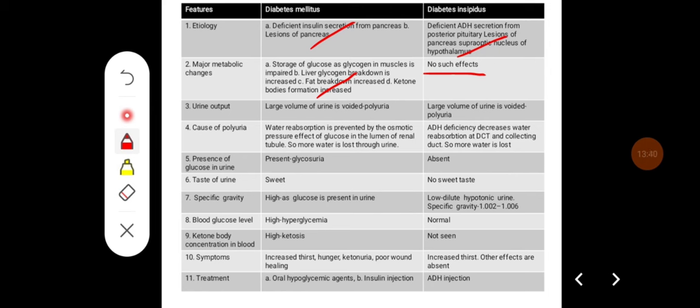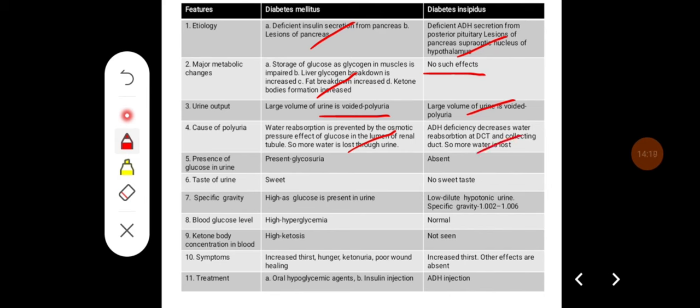Urine output is large and urine is voided, which is called polyuria. In diabetes insipidus, the large volume of urine voided is also called polyuria. The cause of polyuria in diabetes mellitus is that water reabsorption is prevented by the osmotic pressure effect of glucose in the lumen of the renal tubule. So more water is lost through the urine, whereas in diabetes insipidus there is ADH deficiency, which decreases water reabsorption at the DCT and collecting duct, so more water is lost.